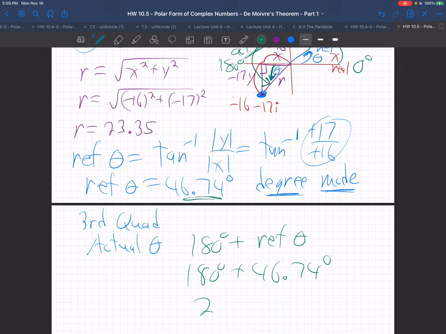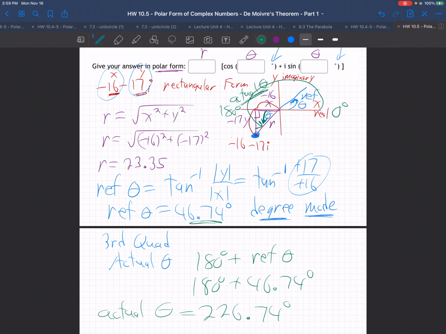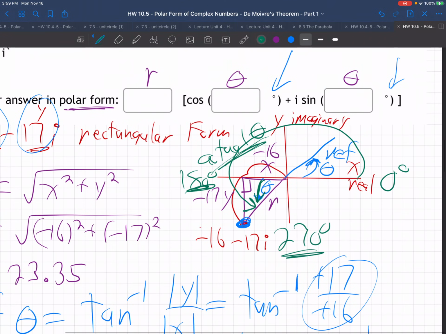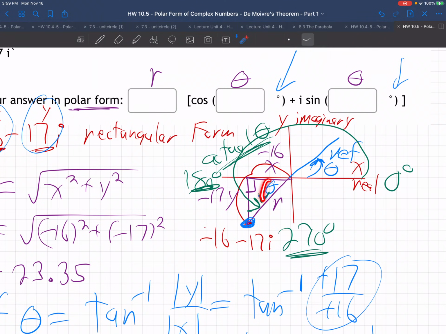Let me see. I'll do that on my calculator. I'm getting 226.74 degrees. So the actual angle, right, that's a third quadrant angle, 226 degrees. It's not all the way to 270, but it's more than 180, 226, that's third quadrant. See how we got that? See why that works on that little diagram there? Because here to here is theta.